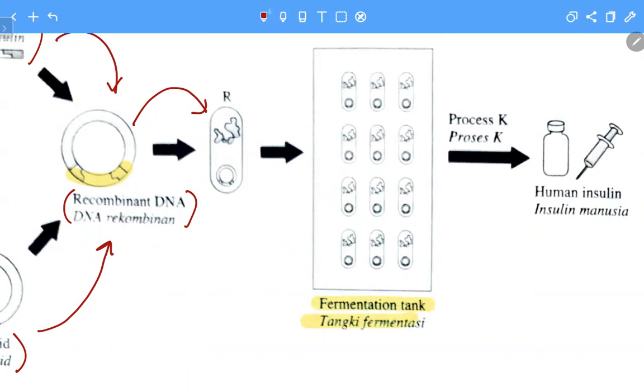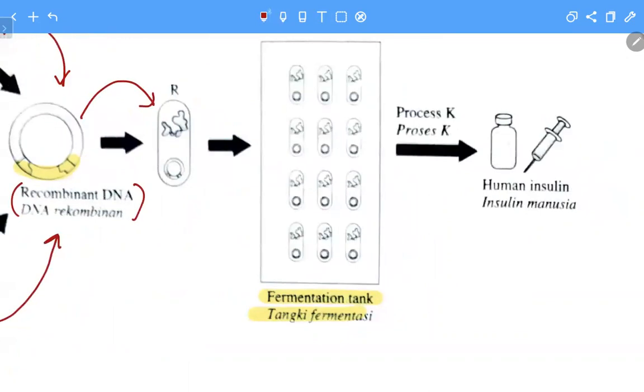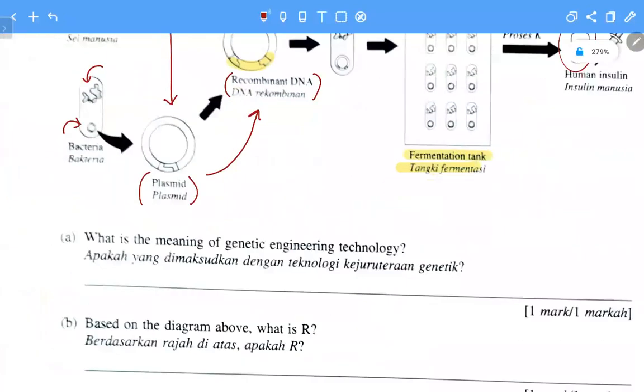But at the same time, they also produce the insulin that we want, right? After that, we separate the cells from the solution, purify the insulin, and then we put it into a bottle, which can be used to inject it into a diabetic patient to get insulin.